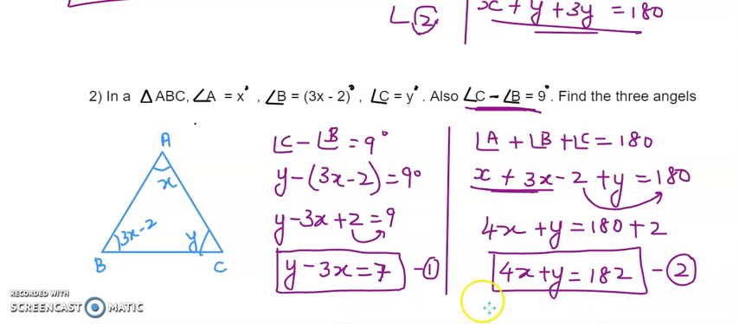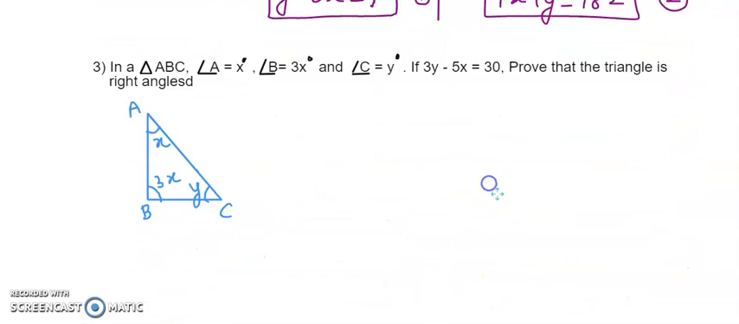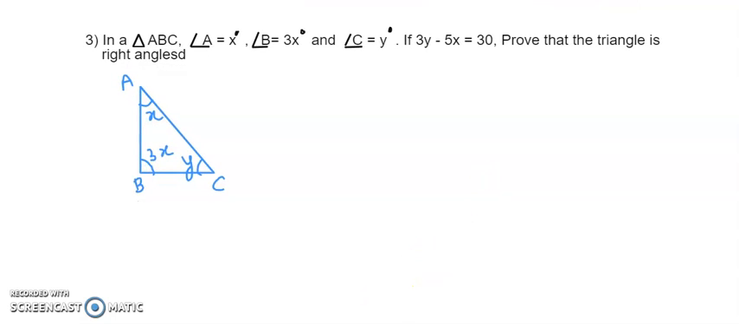Similarly, the last question, they have given you the relationship between A, B and C. But in this case, they are specifically saying to prove whether this triangle is a right angle triangle or not.